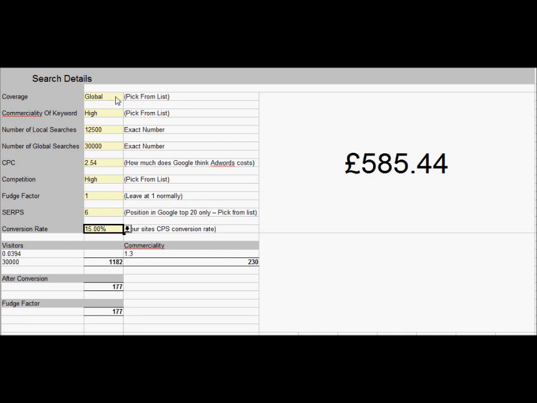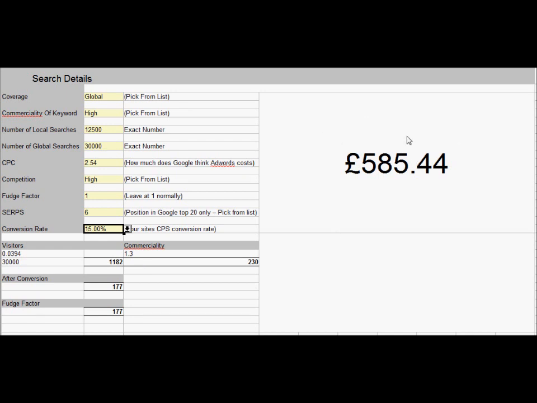It doesn't matter what your keyword is, and that's the question I was asked when I was testing this out yesterday. Well, where do you put your keyword? You don't put your keyword in here anyway. It doesn't need to go anywhere. Whatever your keyword is, it's the data you put in. This doesn't analyse your keyword. It takes the data you've already got for your keyword and tells you whether it's commercial or not, and it does that here.